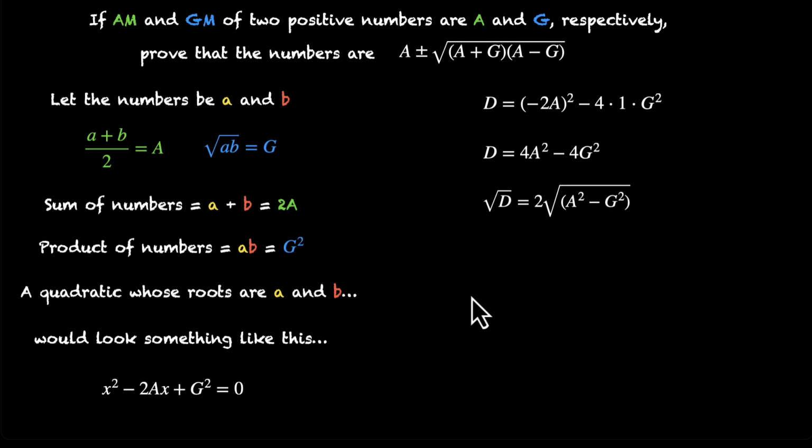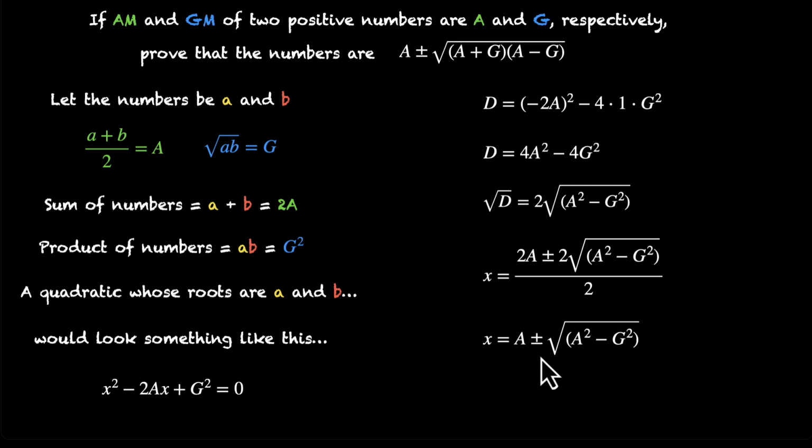x is equal to minus b plus minus root D by 2a. So x equals minus b, here minus b is 2A, plus minus root D upon 2a. a here is 1, so that's 2. And we can cancel 2 out. x is actually equal to A plus minus root of A square minus G square. And A square minus G square is just another way to write (A plus G) times (A minus G). So these are our two roots, which are actually the values of a and b.